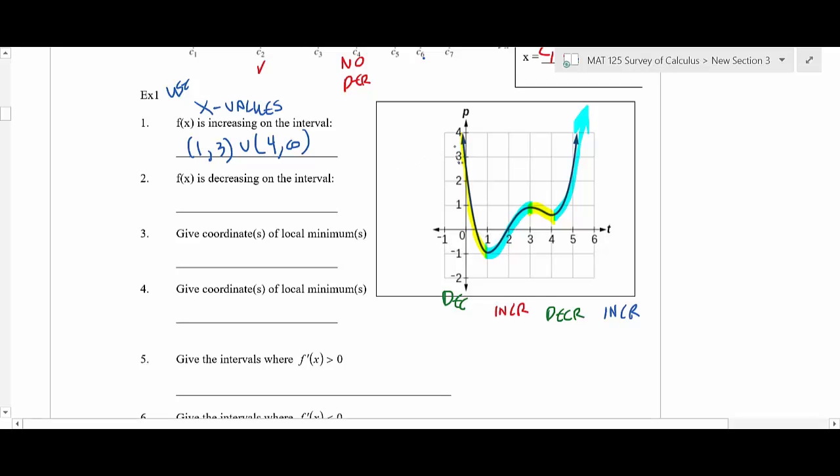Where's it decreasing? Negative infinity until 1, and then where else? 3 to 4. And by the way, you always use parentheses. That's another important thing.